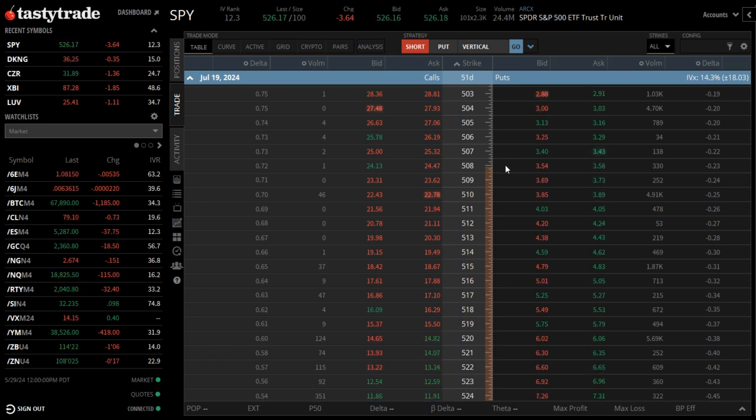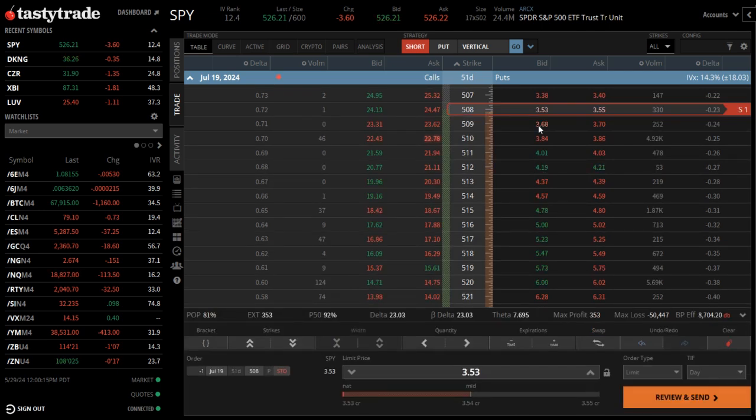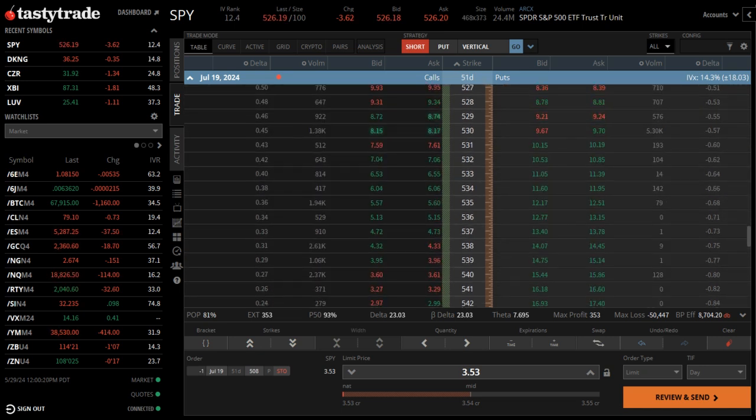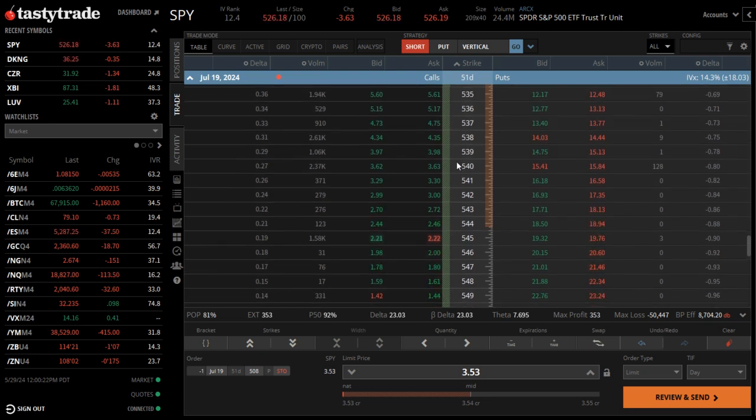What I like to do is, again, using the same example, I'm using 51 days to expiration. I'm using the expected move, which here has gone up slightly to about $18. So I'm still going to take the 508 strike price, selling at the $3.53 bid, and then I am going to sell the 545 strike for $2.21 to give me a total of $5.75.